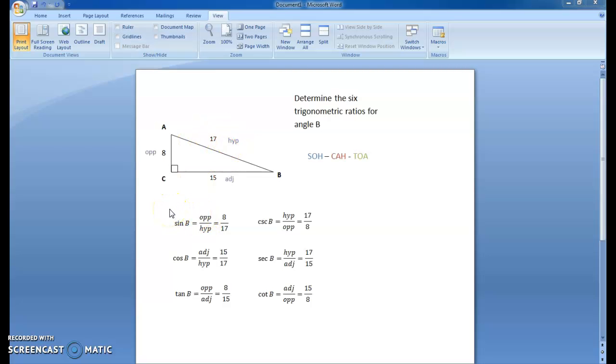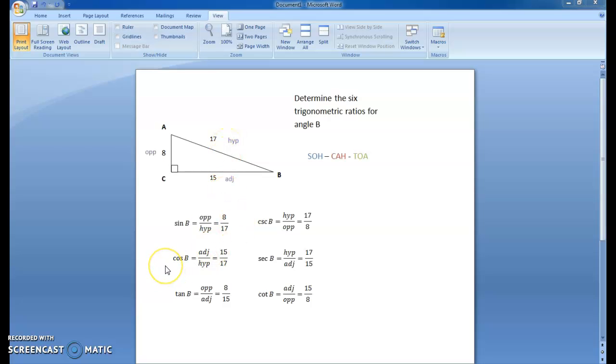So starting off with sine of B, we know that sine is opposite over hypotenuse from SOH in SOHCAHTOA. So sine of B is equal to 8 over 17 because opposite over hypotenuse.